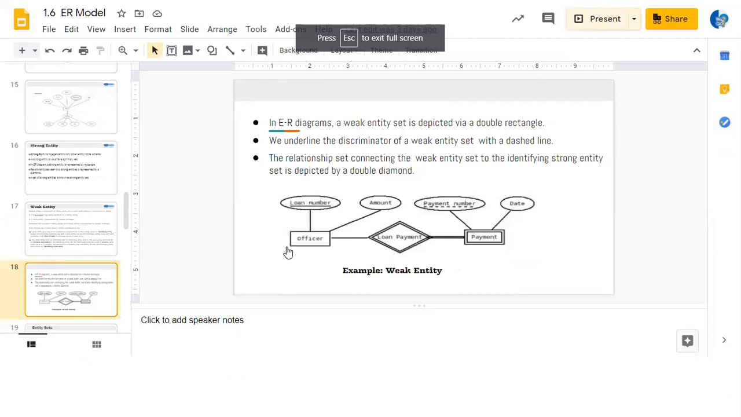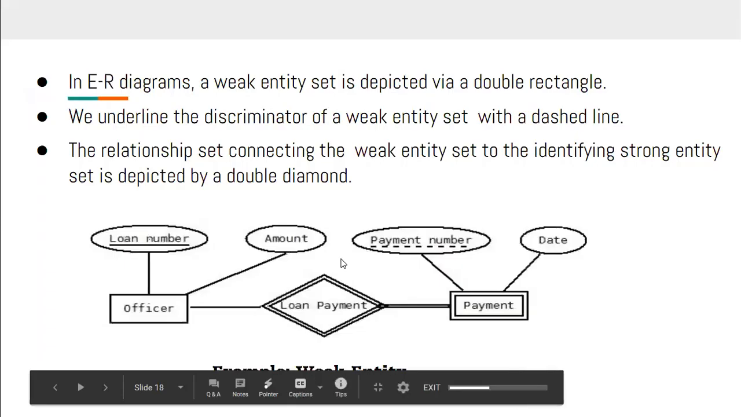This is the diagram for your weak entity set. Now here you can see, just wait a moment, let the diagram open. For the loan and payment relationship, we are representing the weak entity. Now see what is happening in this case. Here we have one loan entity, another one is the payment entity.